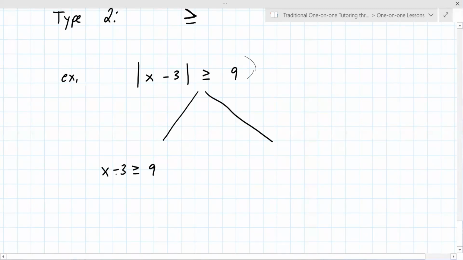Now, how about solving this? What do you do to undo subtraction by 3? How do you undo subtraction by 3? I just add 3 to both sides. So x is greater than or equal to 12. Yep, that's right.